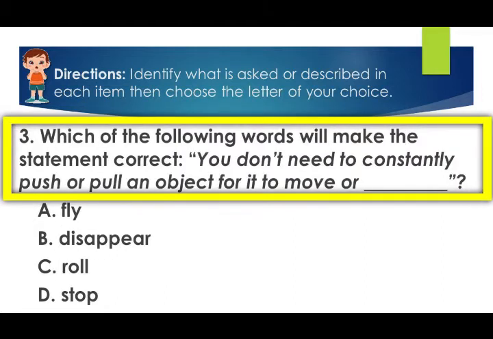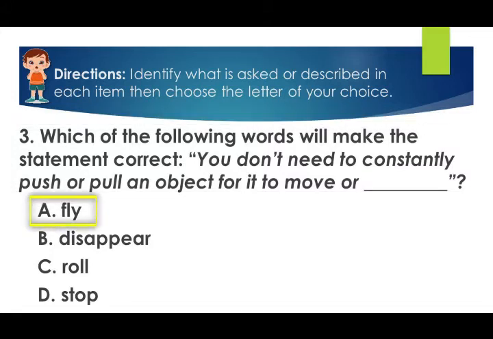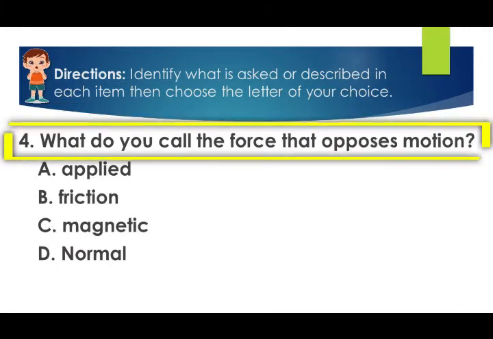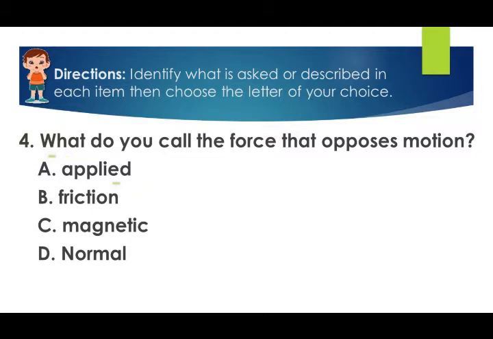Number 3. Which of the following words will make the statement correct? You don't need to constantly push or pull an object for it to move or blank. A. Fly. B. Disappear. C. Roll. D. Stop. Number 4. What do you call the force that opposes motion? A. Applied. B. Friction. C. Magnetic. D. Normal.